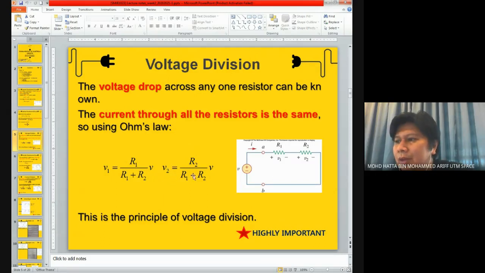Same goes to V2. If you have a look here, we don't have any I component. And you know that from Ohm's law, if you try to find the voltage drop, you need to have the value of current, because Ohm's law says that V equals IR. However, for voltage division, you don't have to find the current to get the voltage drop across this resistor, just by using this equation. For instance, for this kind of circuit, you have two resistors, and if you have the values of R1, R2, and also this voltage source, you can find the voltage drop across R1 by using this equation.